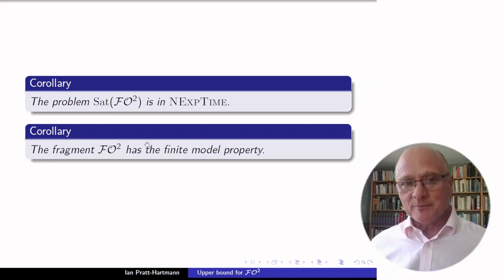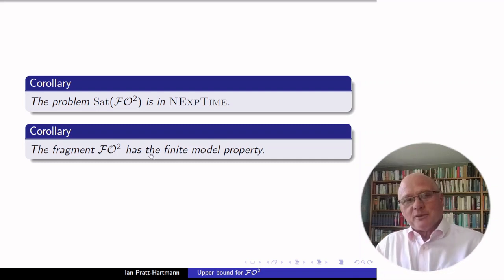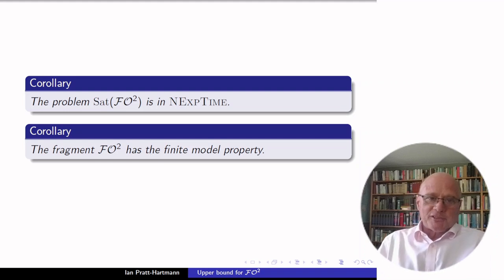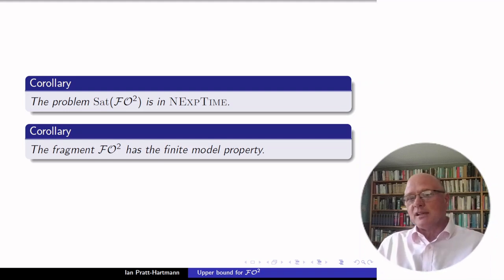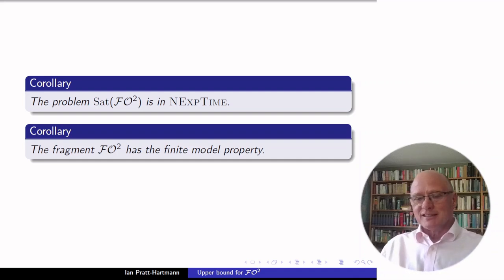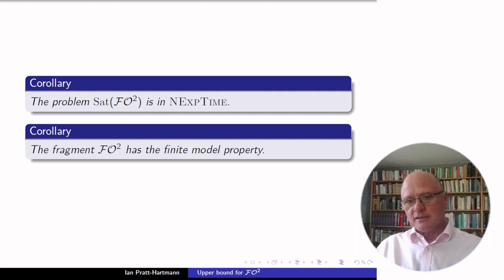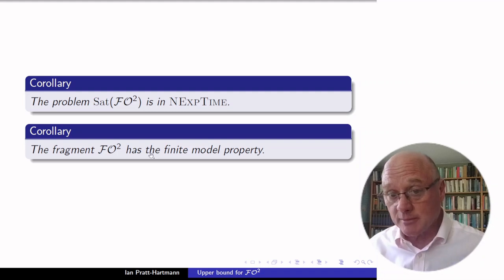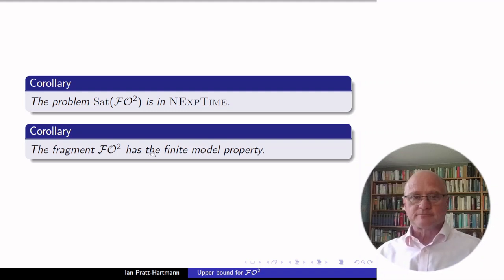As a corollary of this proof, we see that the fragment FO2 has the finite model property. That is, if a formula is satisfiable, then it's finitely satisfiable. This must be true because if a formula is satisfiable, we can build a model of exponential size, and that is clearly finite. So the fragment FO2 has the finite model property. The satisfiability problem and the finite satisfiability problem are the same problem.